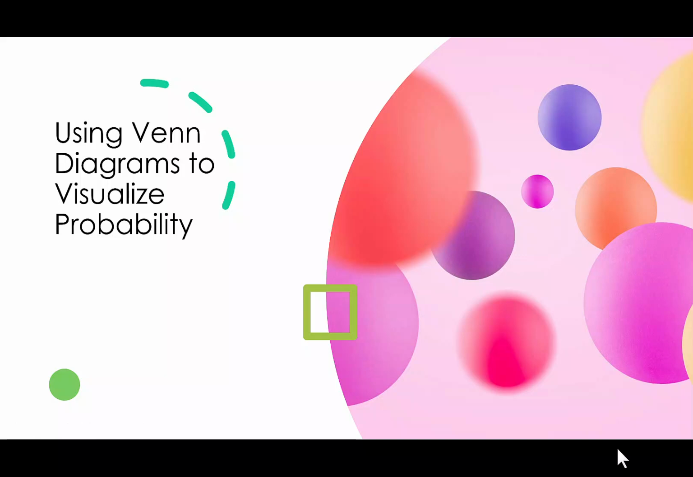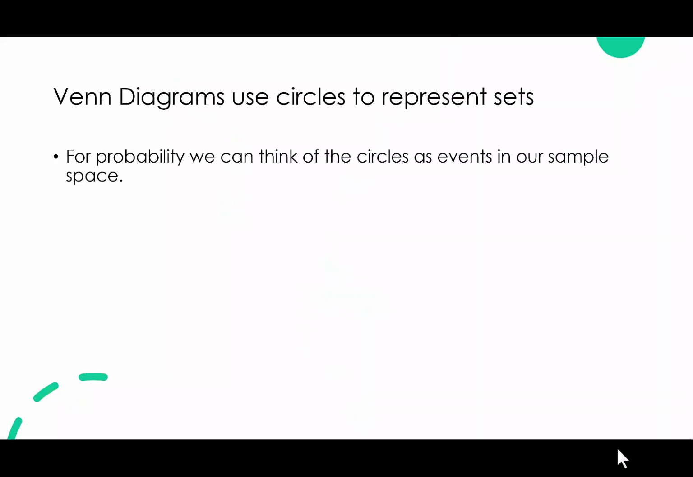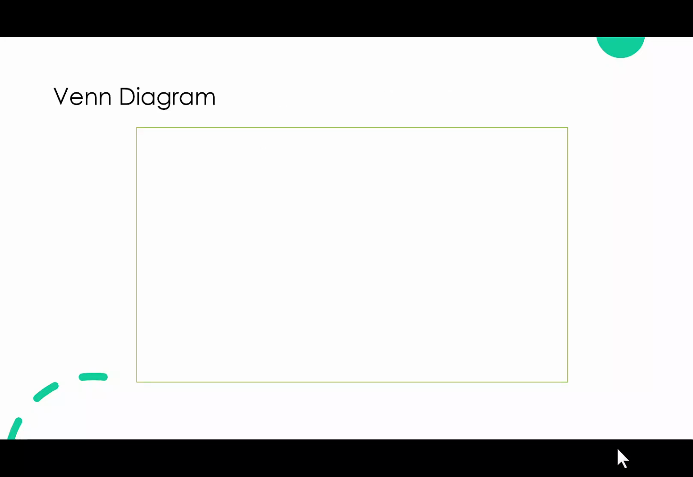Everybody, today we're going to use Venn diagrams to visualize probability. Venn diagrams use circles to represent sets. For probability, we can think of the circles as events in our sample space. We first start by drawing a rectangle. The rectangle represents the experiment, so everything that can occur in the sample space should be inside this box.